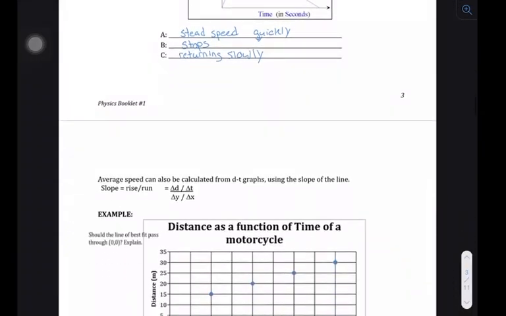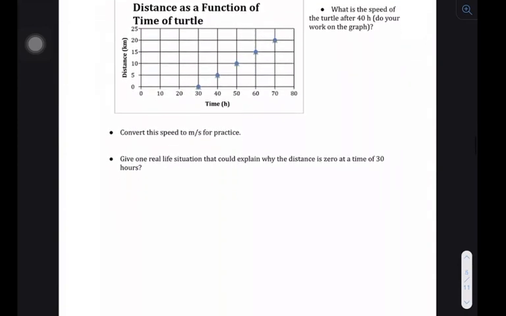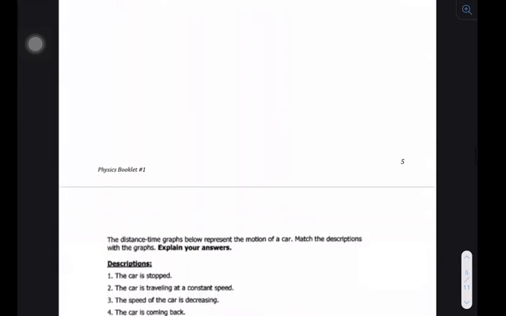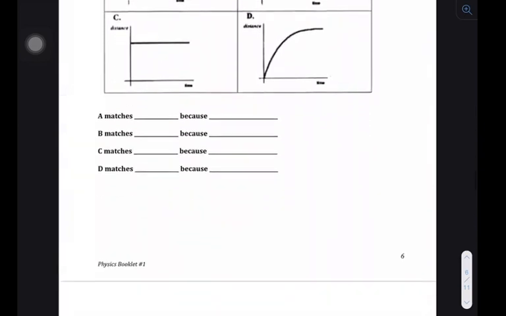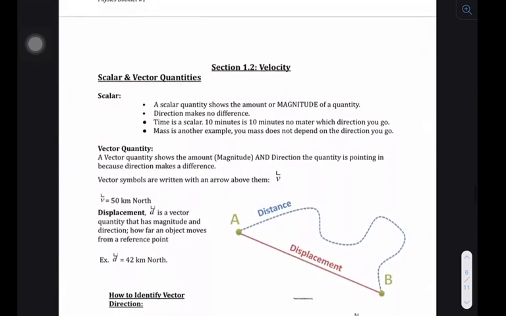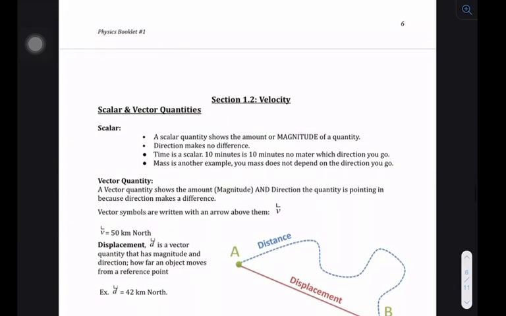So there are a number of pages that we can practice our interpretation of distance versus time graphs. Please don't go any further than page 6, because we'll start page 7 tomorrow.